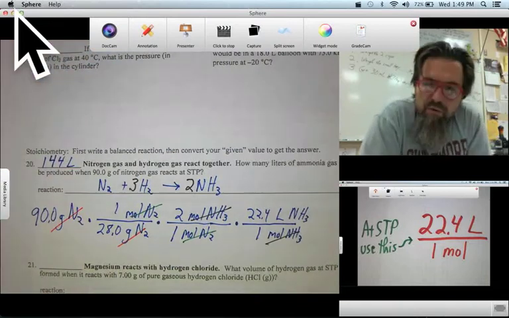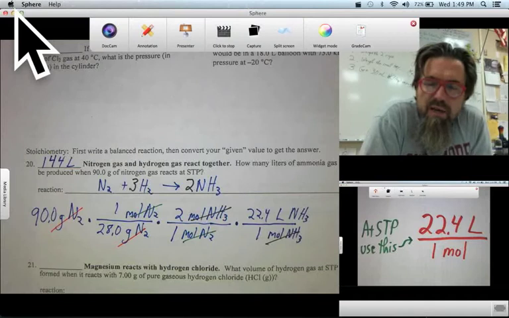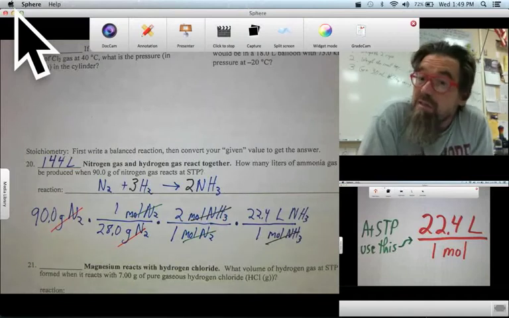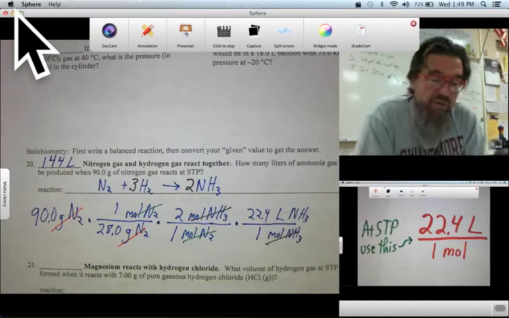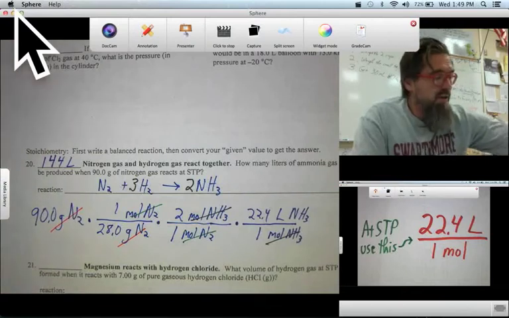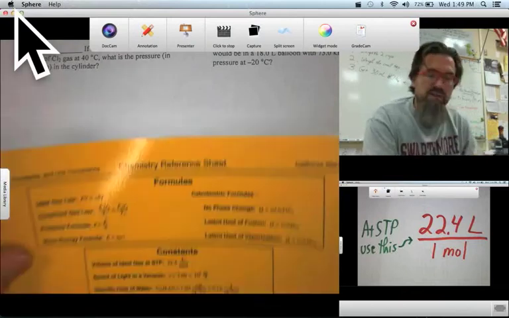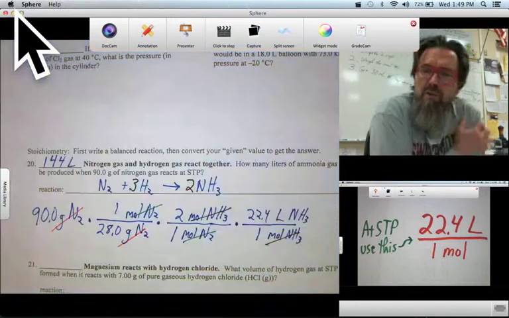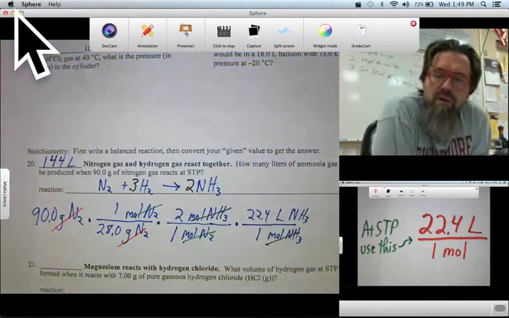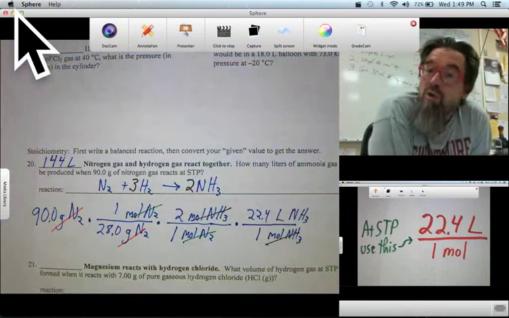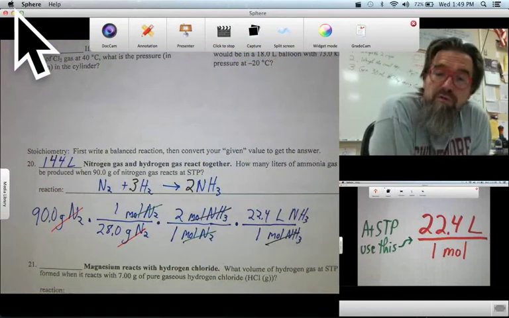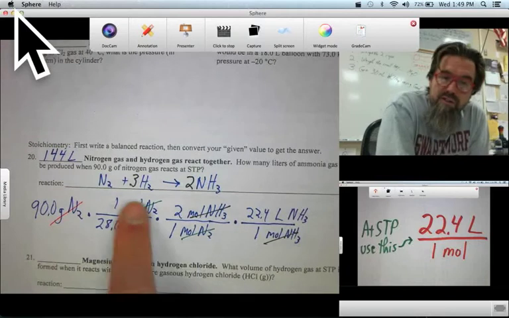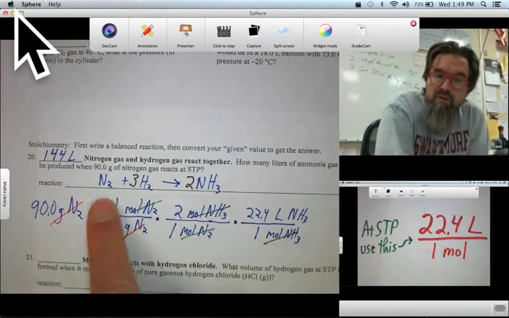So remember, whenever you see STP, it's like a code word that says use this conversion factor, 22.4 liters per mole, a fact that's right on your reference sheet. And also, when you're doing stoichiometry or many other problems, remember that all roads lead through moles. Convert to moles, and then you can use the balanced chemical equation to go from moles of one thing to moles of another.